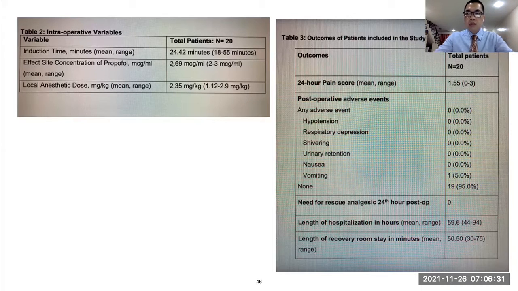In Table 2, this shows the mean anesthetic induction time performed with the three nerves around 24.42 minutes, and the mean local anesthetic dose among the 20 patients is 2.34 milligram per kilogram, and the patient was sedated with propofol having a mean effect site concentration of 2.64 microgram per ml.